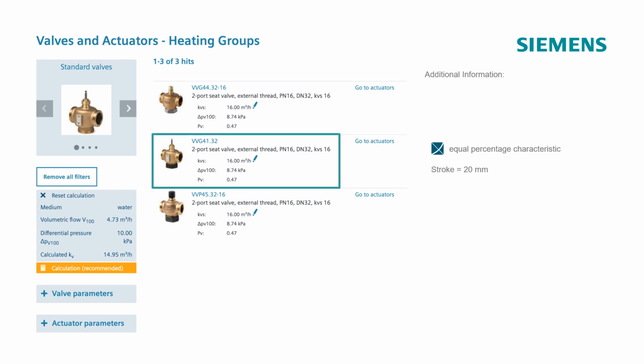VVG41.32 because with its equal percentage characteristic it fits nicely to the transfer behavior of a reheating coil in an air handling unit. As you can see, these valves now provide an effective resistance delta PV 100 of 8.74 kPa, resulting in a valve authority PV of 0.47. This is acceptable for the present application. If you select the pencil symbol, you can choose a different size, that means a different kVS value, if required.